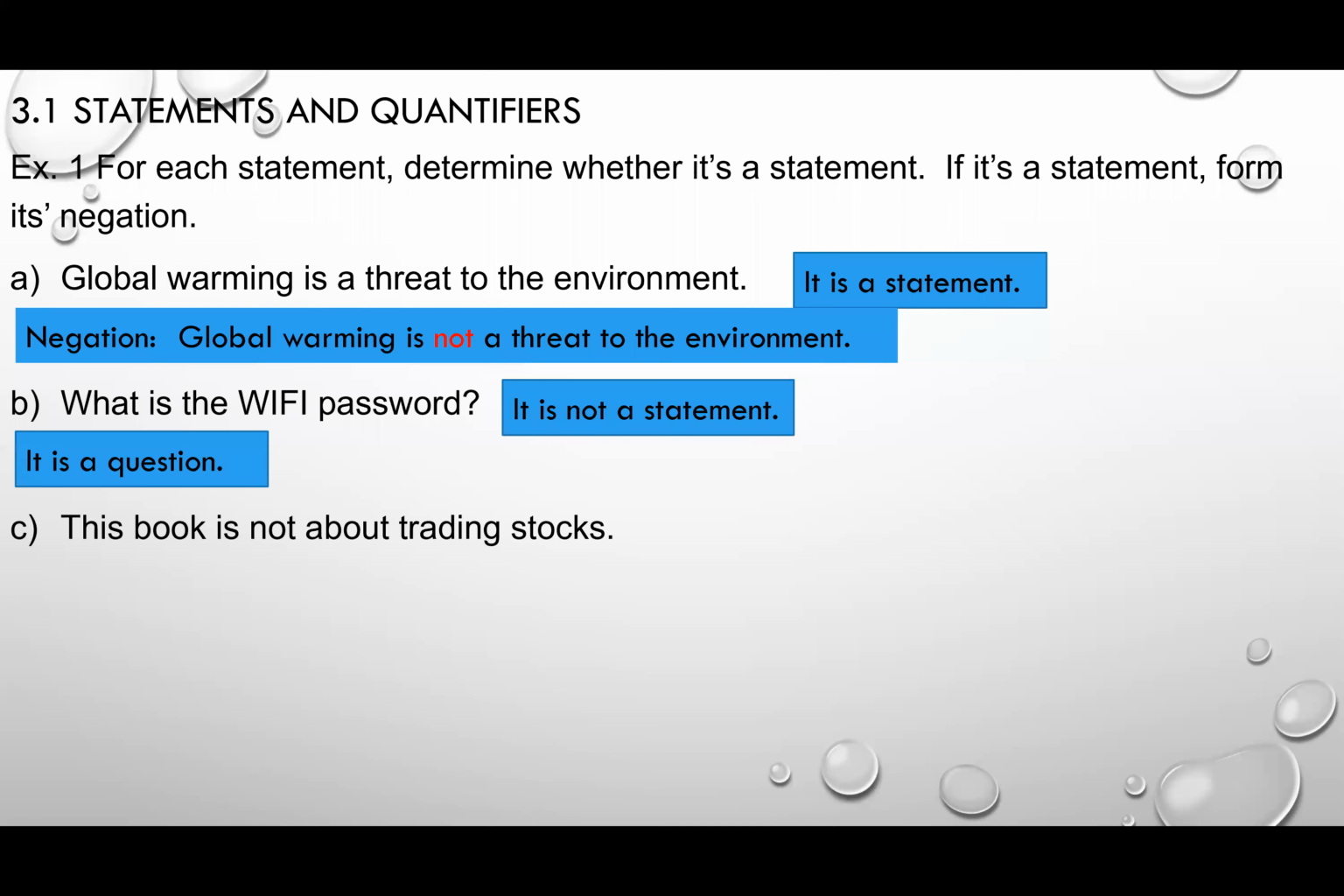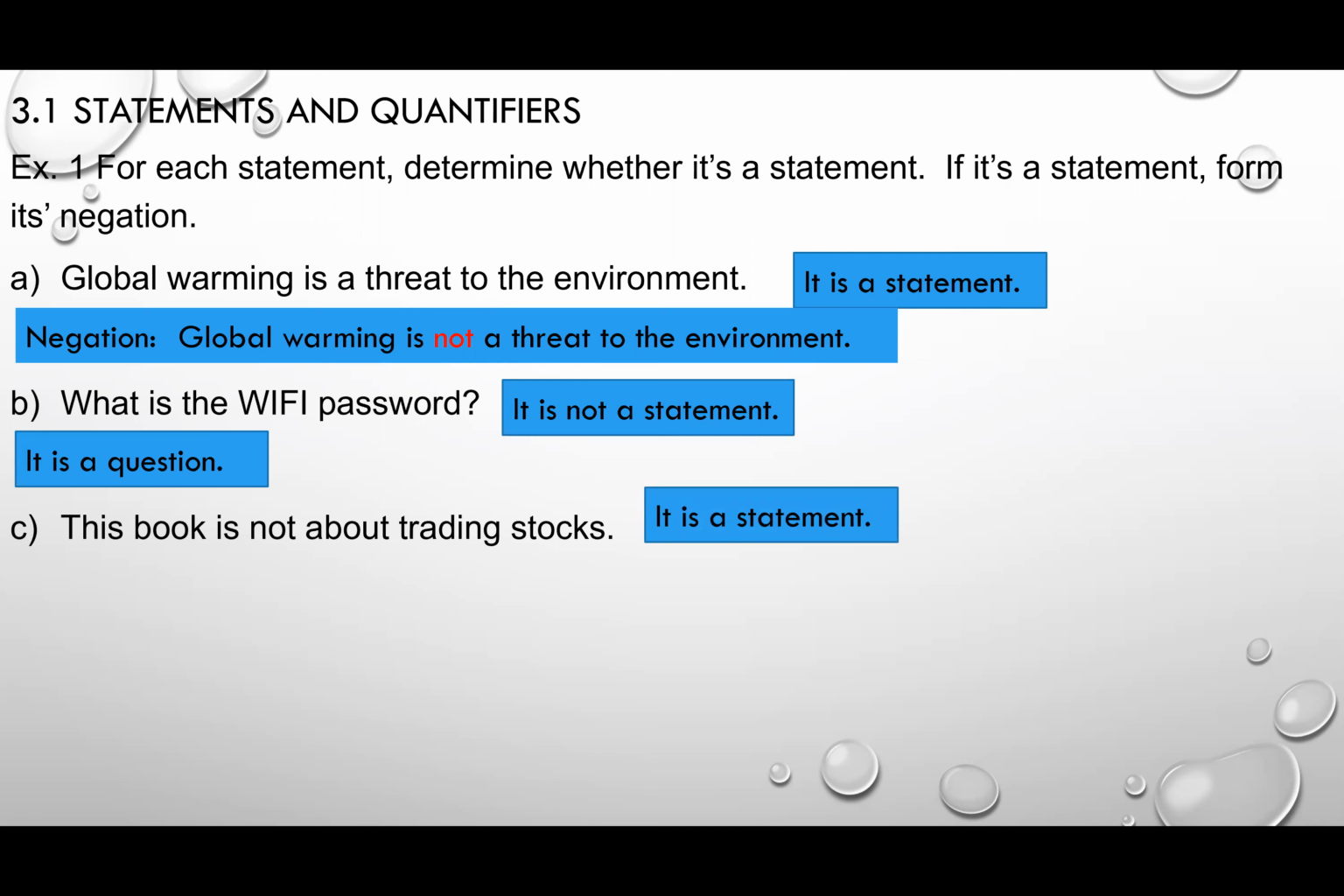And similarly, this book is not about trading stock. And as you can see, we know that again, if it is, then it's true. If it's not, it's true. If it is, then it's a false statement. So this is a statement.